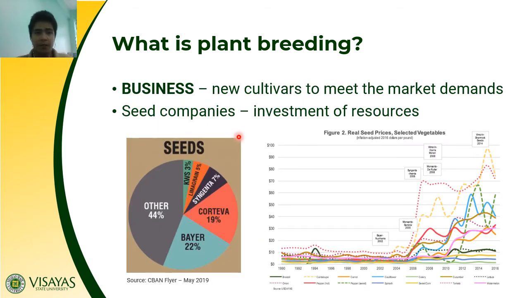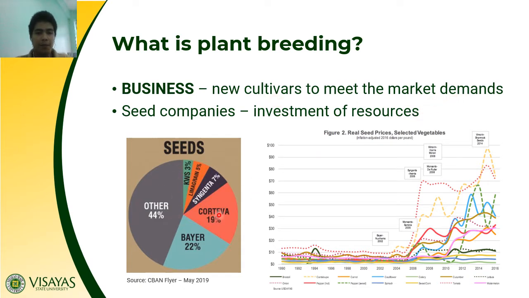Plant breeding is not only a science and it's not only an art, but it's also a business. Why? Because plant breeders are continually focusing their effort on developing new cultivars to meet the market demands. These new cultivars must have the desired characteristics or traits desired by the end users. You have heard also of seed companies. They actually invest their resources just to develop these cultivars, again, to meet the market demands.